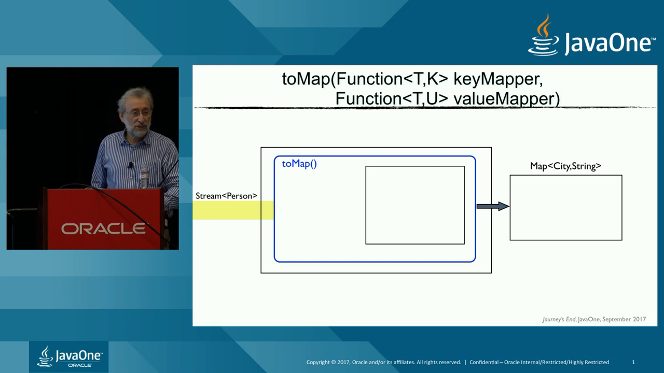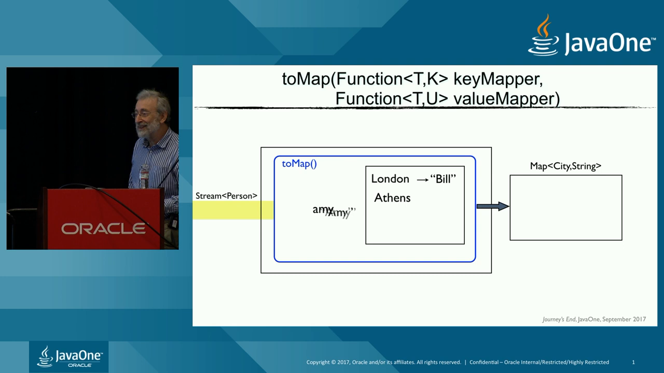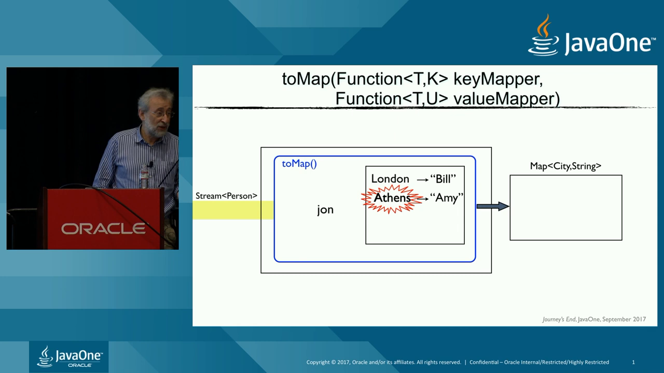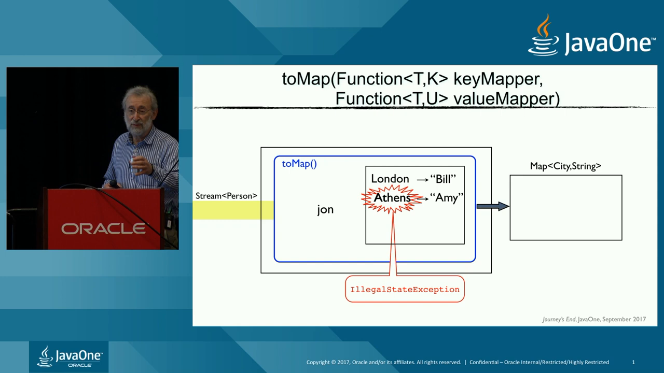What happens if two people live in the same city? You will indeed get a collision. So here's John, and now John has moved to Athens. What's going to happen there? Well, you can't have two map entries with the same key, obviously. So by default, what you'll get is an illegal state exception.